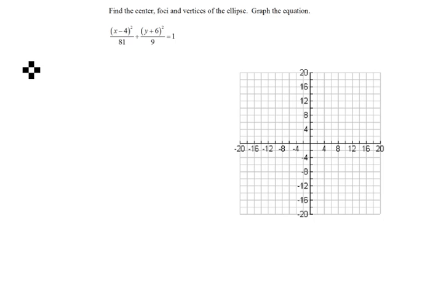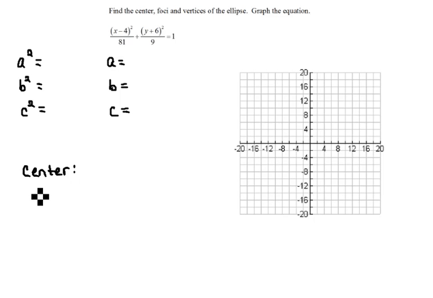The first thing I'm going to do is go ahead and list out my a squared, b squared, c squared, and the A, the B, and the C. It's going to again give me a place to put all my information as we go. Now they're asking us to find the center and the foci and the vertices. So I'm going to put in the major vertices, and then I'm also going to list the minor vertices just to give us that good practice.